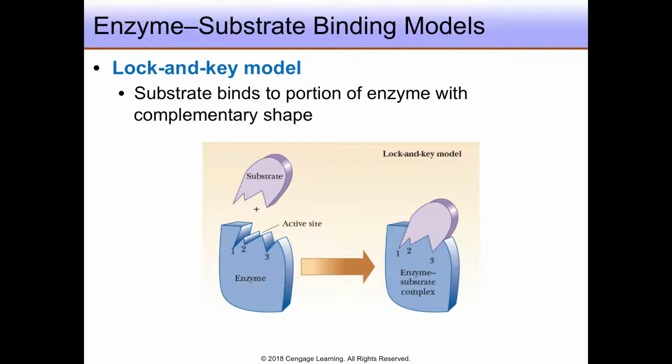There are two main models for substrate binding. The first is called the lock and key model, which predicts that the enzyme active site has the necessary shape to perfectly match the shape of the substrate. Notice that this is a very static type of interaction.